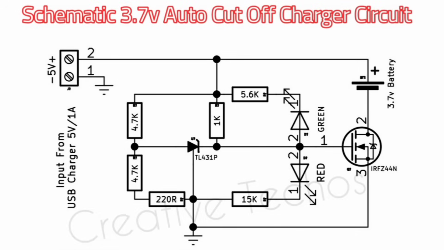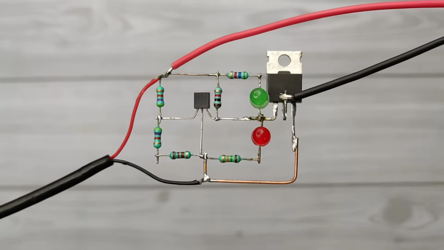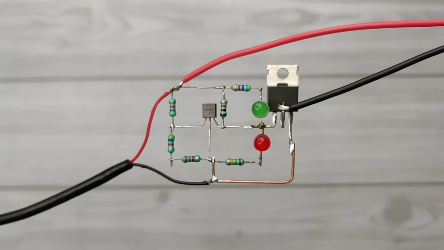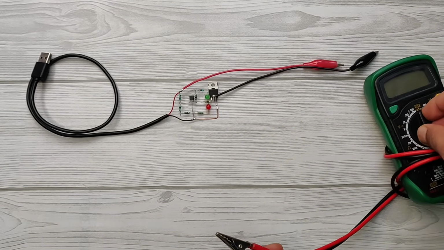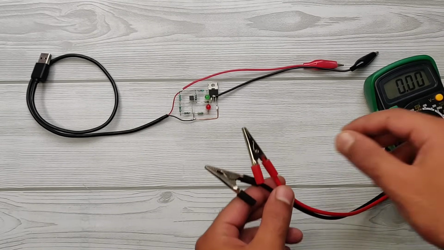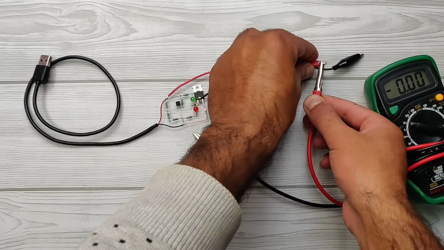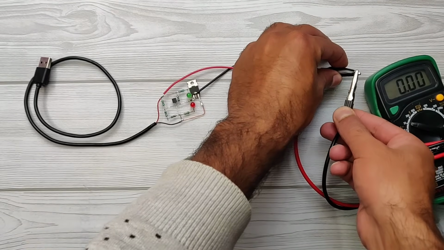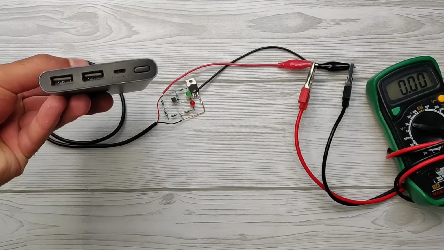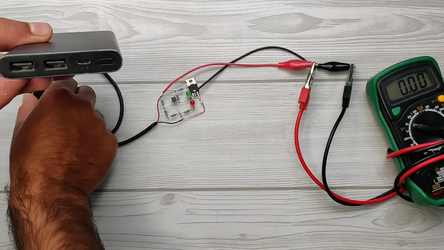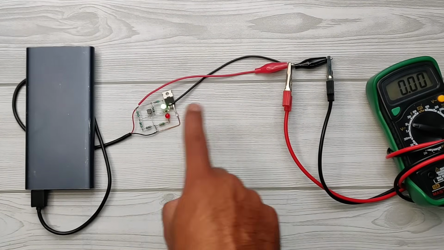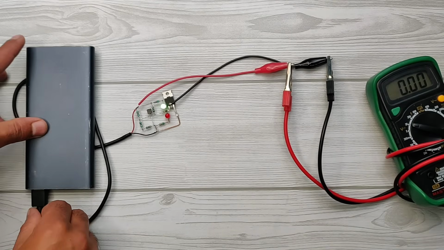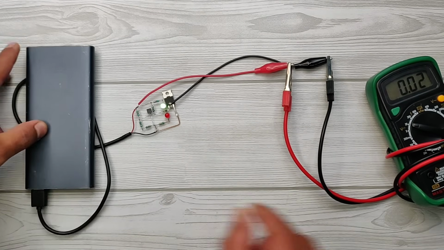Here is the circuit diagram, download link is in the description. Now our circuit is complete and ready to test. Now I will connect a multimeter to the output of the circuit. I used a power bank here, you can also use a mobile charger. Here you can see the green LED is on, and output is 0. It is because the battery is not connected, so the MOSFET is in cutoff state.